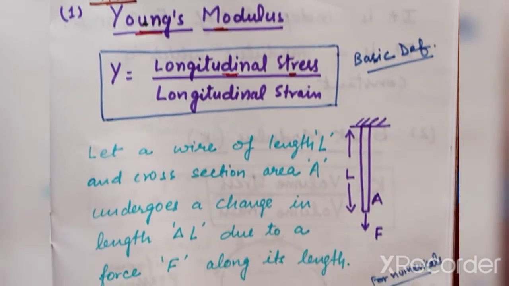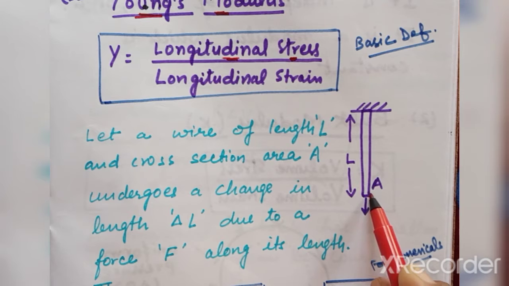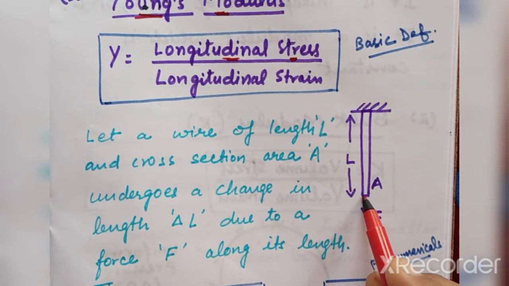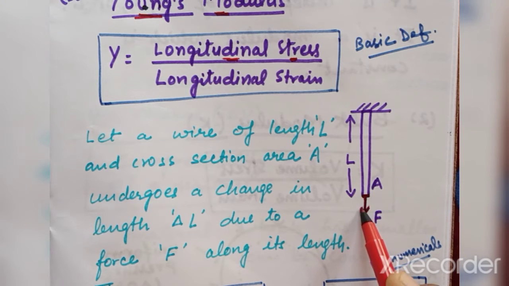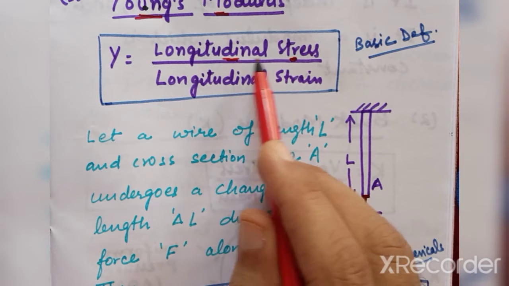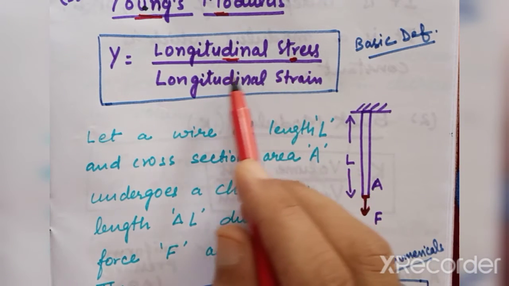Longitudinally means, now here is a diagram. It is a wire hanging from the roof. Its area of cross section is A, its length is L. Now the load is applied longitudinally, so its length is being elongated. So this is the longitudinal stress, also called tensile stress.